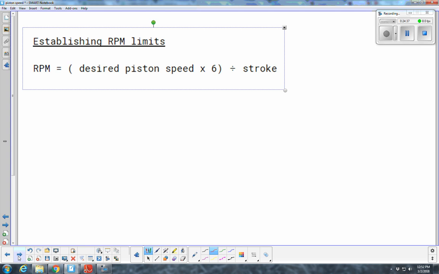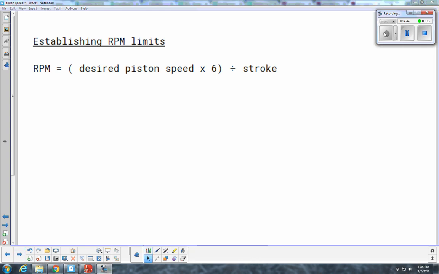Okay, I think we're back. So let's see, establishing RPM limits. It's pretty easy to figure out where that red line is going to be. All you have to do is do the desired piston speed times 6 divided by the stroke, and that'll give you the RPM, or that red line that should be on your tachometer.